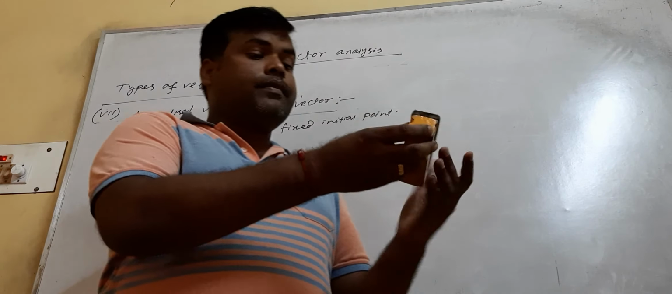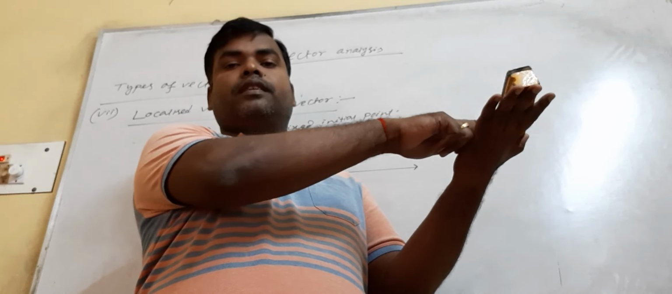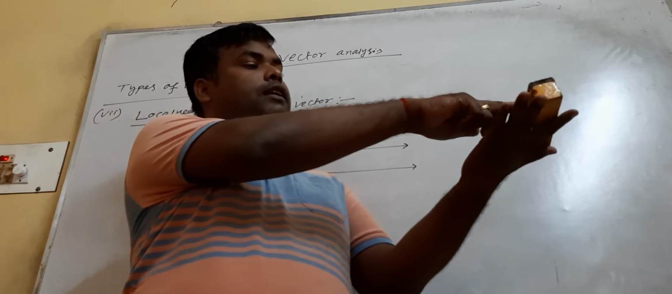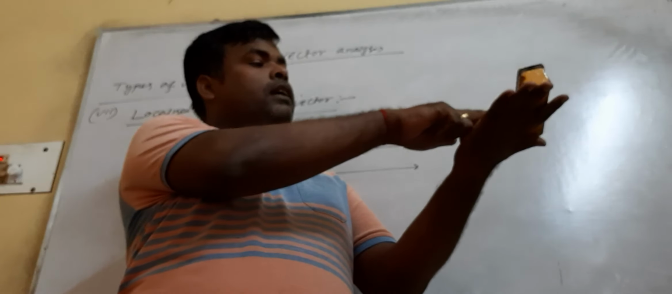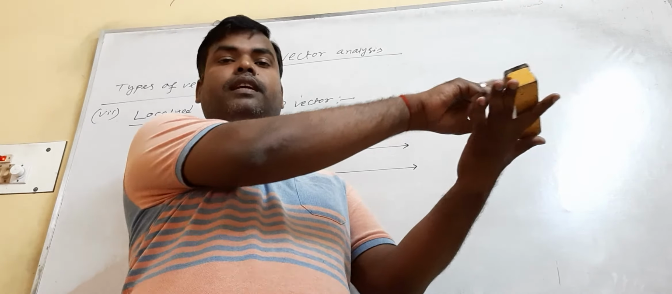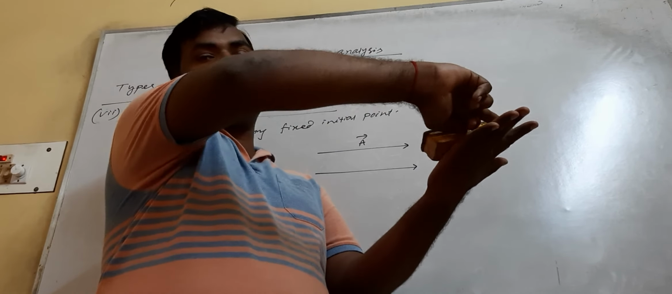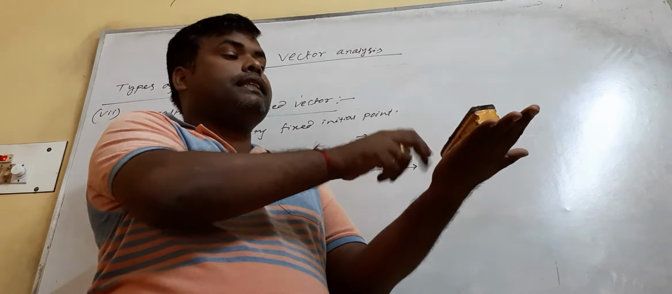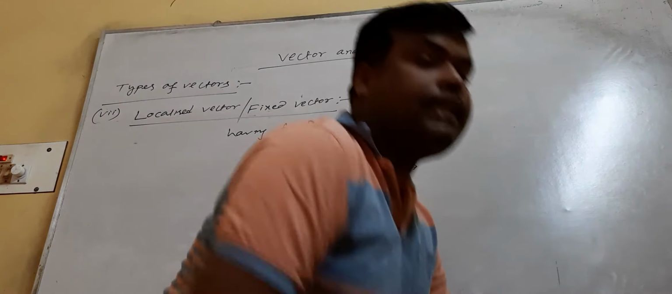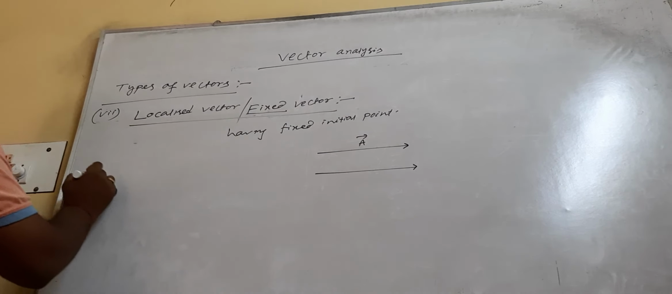Suppose it is a body. If you apply force along this direction, and the line of action passes through the center of mass of the body, it makes translational motion. If you apply force like this, then the body rotates. That means the effect changes. So you can say force is a localized vector or fixed vector.